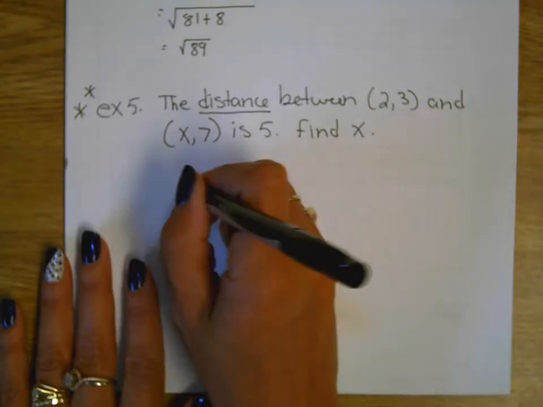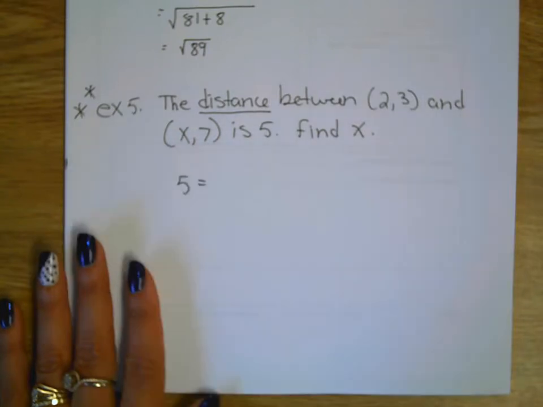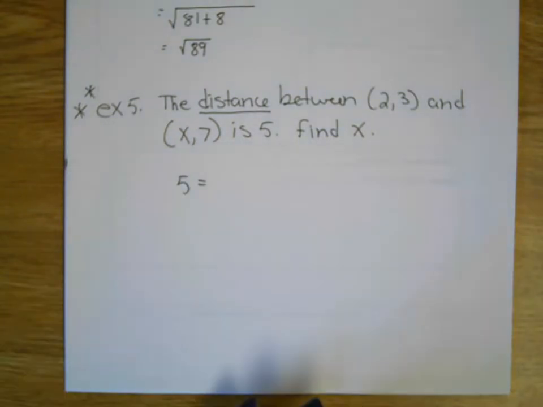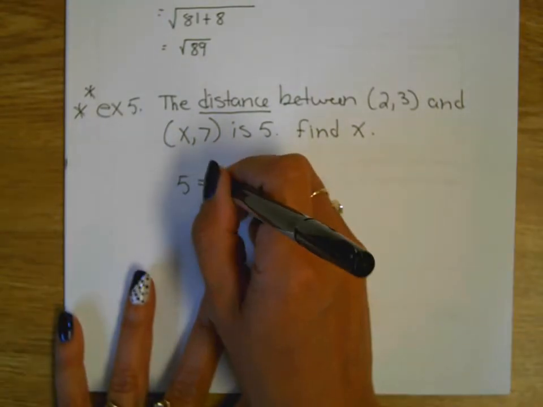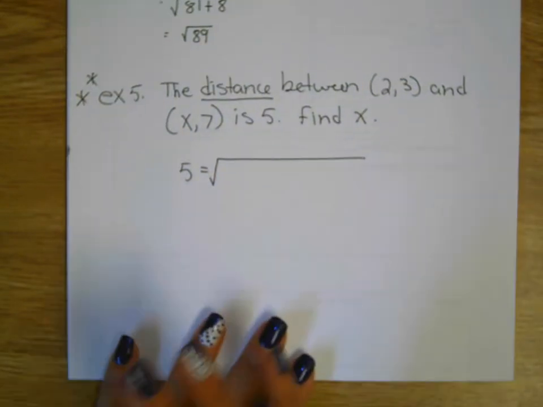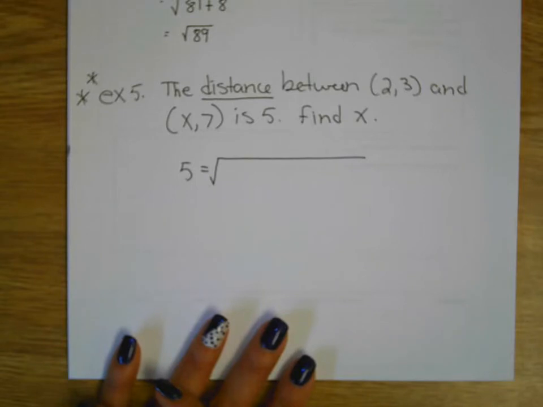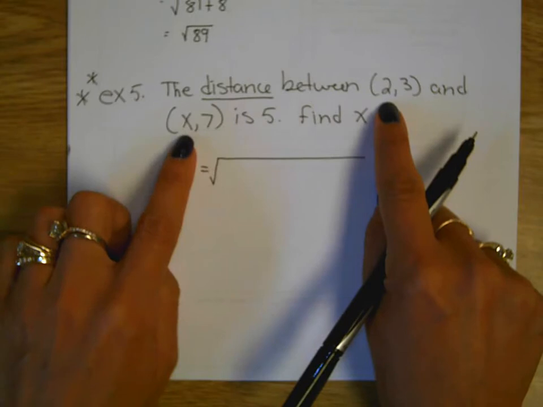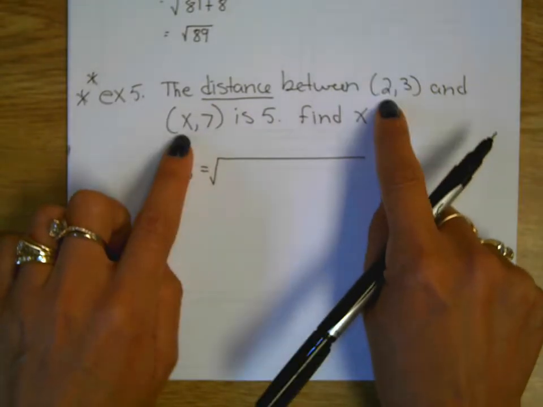The distance is 5. How do I get that distance of 5? Well, plug and chug. Square root. What does it say to do? Subtract your x's. What are my x's? 2 and x. So I can go x minus 2 or I can go 2 minus x.